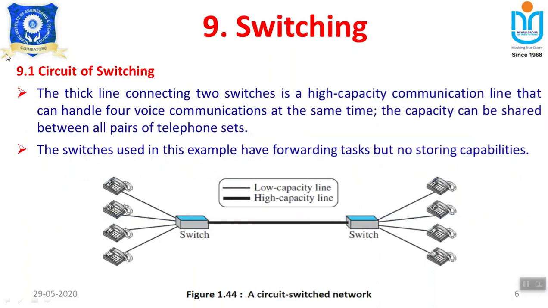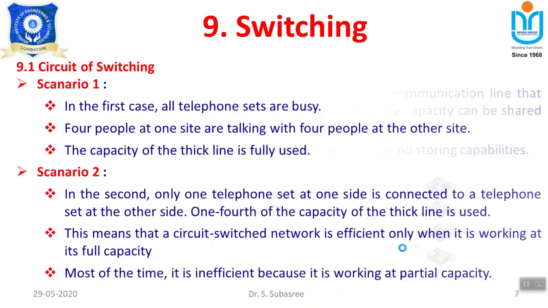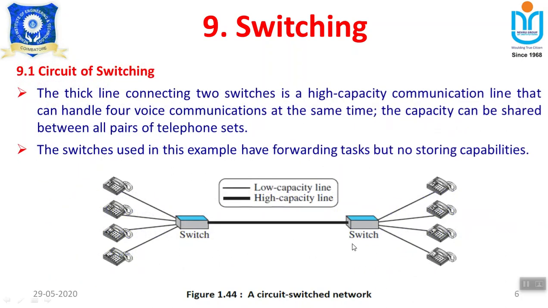Here we are having a circuit switch. In this one switch we are having 4 connections. On the other end also we are having 4 connections. So here the thick line represents a high capacity line, as opposed to a low capacity line. This thick line represents that this cable is capable of forwarding or establishing 4 connections parallelly at a particular period of time. That is, simultaneously these 4 devices can establish communication with those devices. That is the meaning of this high capacity line.